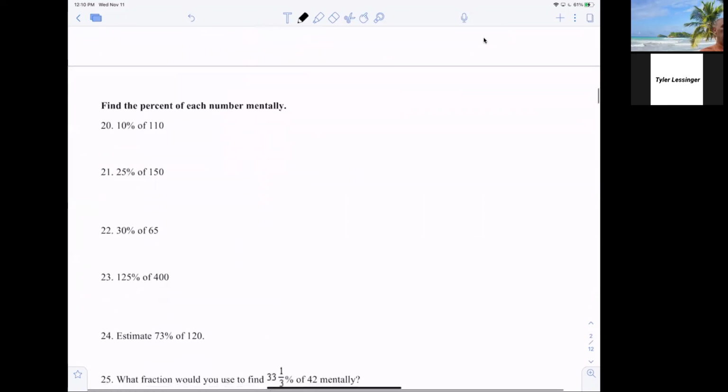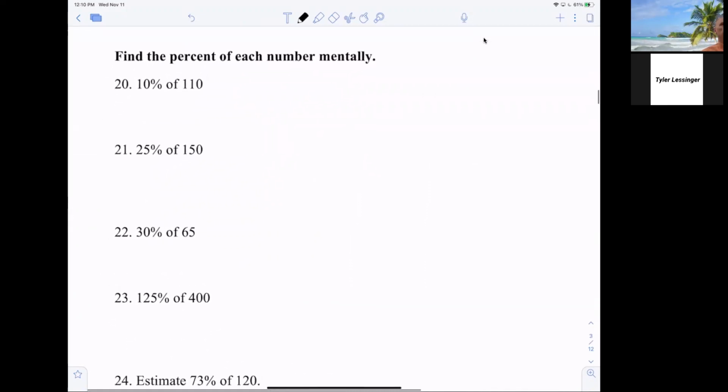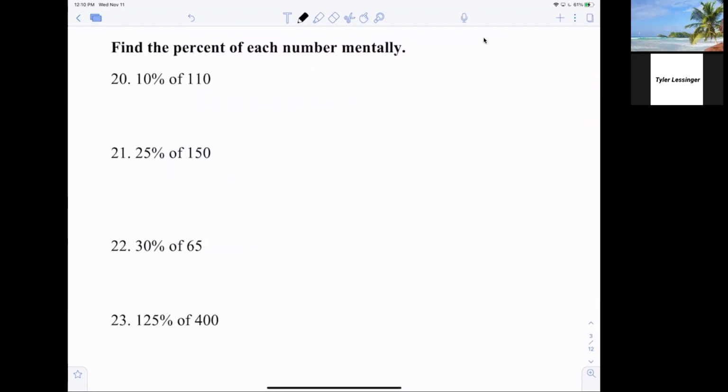All right, number 20. Okay, now we're doing this mentally. Come on, guys, we can do this. Everybody step up and look up. 10% of 110 is what? 11. 25% means to divide by what? Divide by 4. All right, so that doesn't go evenly. I mean, I know it's 37.5, but let's do it this way. What's 10%? Let's practice this. What's 10%? 15. So what would 20% be? 20% would be 30.